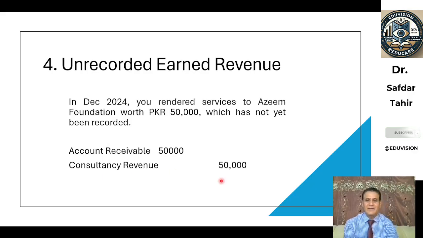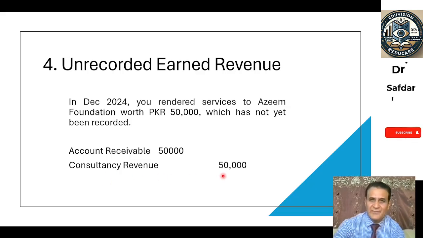Similarly, in December 2024, you rendered service to Azim Foundation worth 50,000, which has not yet been recorded. This is your account receivable. You provided the services and so it becomes your account receivable. Account receivable of 50,000 and consultancy revenue of 50,000.